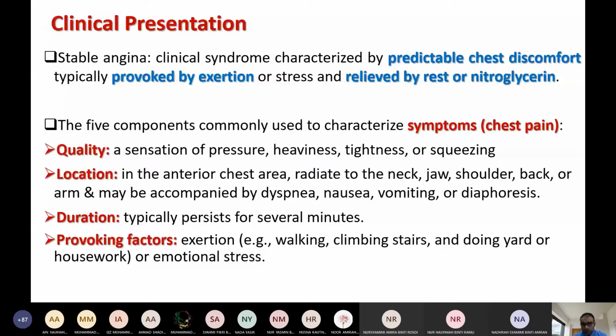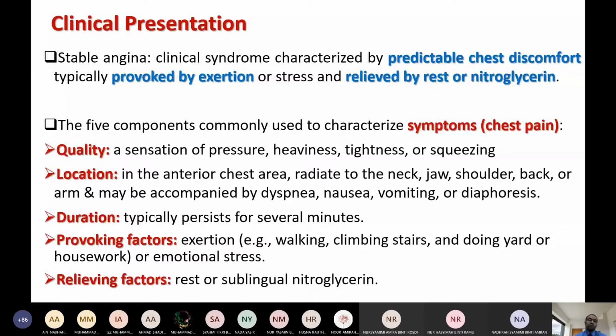Provoking factors, which are very characteristic of stable ischemic heart disease. It must be provoked by something. In a cardiac attack, it happens with nothing; the patient is at rest and the attack happens. In stable ischemic heart disease, most of the time the pain is provoked by exertion, emotional stress, or many other reasons. Relieving factors are well defined, as we mentioned: sublingual nitroglycerin as an intervention, or just rest.